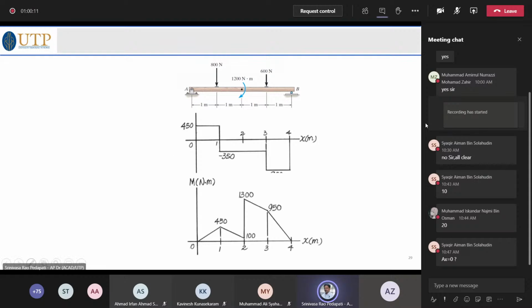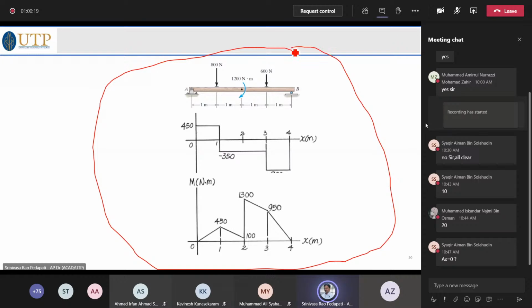You have to draw like this only. When you draw on paper in an exam, you should show it like this, because at A what is happening? At A, what is happening? It is only 450. At B, what is happening? What is happening is 800 newtons. Because it is adding 800 newtons here, it goes to minus, and it will be like that until this point.